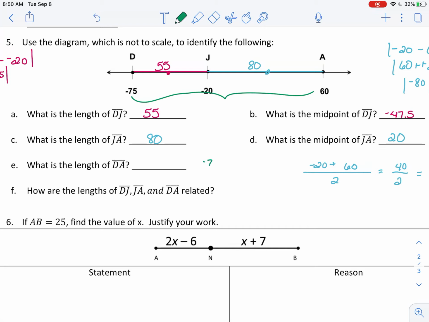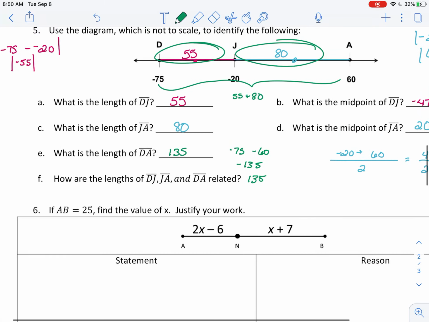So yes, you could take negative 75, you could take 60, you could subtract them, you get negative 135 if you use a calculator correctly, then take the negative off. Or you could just say, well, hey, look, this part's 50, this part's 80 more. Let's just take 55 plus 80, and I'll get the exact same solution.